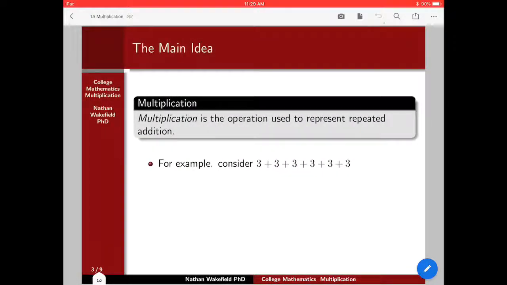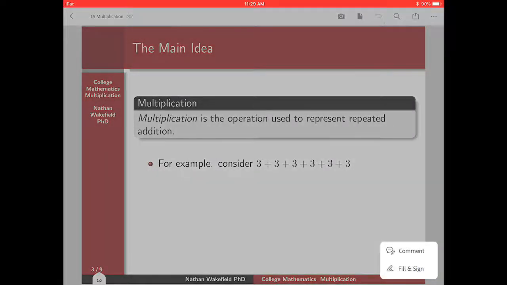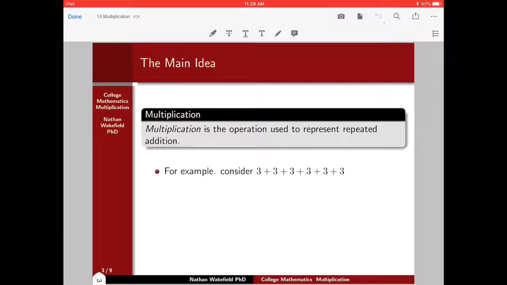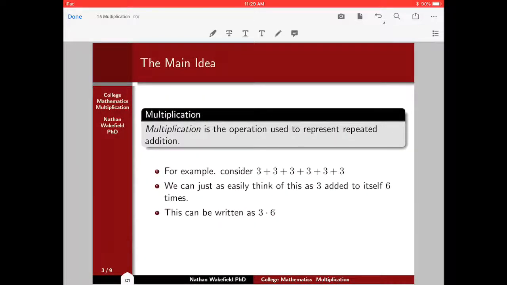So what is multiplication? Well, multiplication is the operation used to represent repeated addition. So in repeated addition, if we've got, for example, 3 plus 3 plus 3 plus 3 plus 3 plus 3, so these numbers here added together, we've added the number 3 6 times. And that is actually equivalent to 3 added to itself 6 times. And that is equivalent to 3 times 6. So we can really think of multiplication as simply being repeated addition.